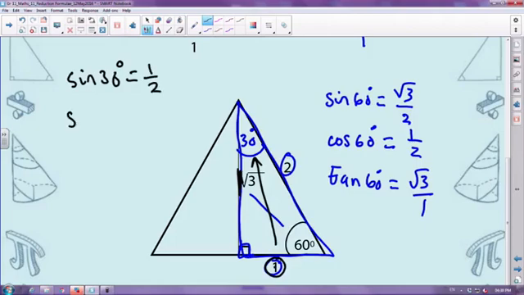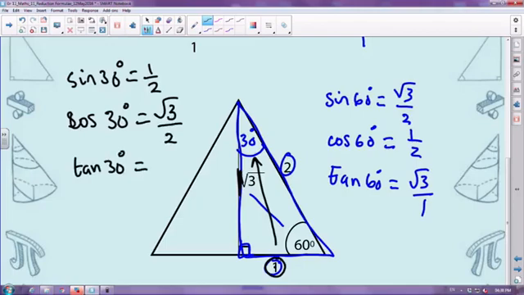And then cos of 30 is adjacent over hypotenuse, and then tan of 30 degrees will be opposite over adjacent, which is 1 over root 3. And then you can rationalize your denominator by multiplying by the square root 3 over 3, which gives us root 3 all over 3. Now, there's something interesting here, guys.